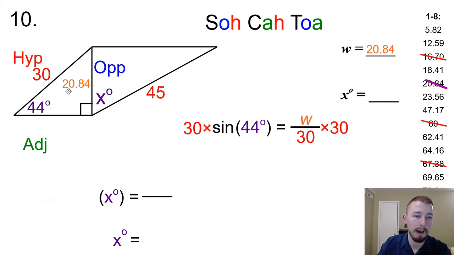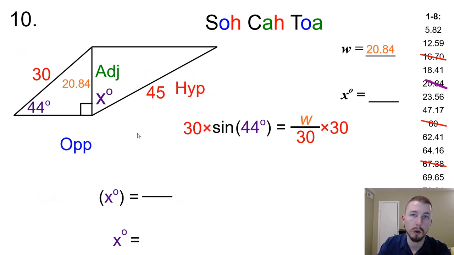All right, now that I have this side here, I can solve for the missing angle. So this is now going to be the adjacent side. The 20.84 is the adjacent side, and then the 45 is going to be the hypotenuse. So I want to write this as a trig function using the adjacent and the hypotenuse, which is cosine. So it's going to be the cosine of x is equal to 20.84 divided by 45.